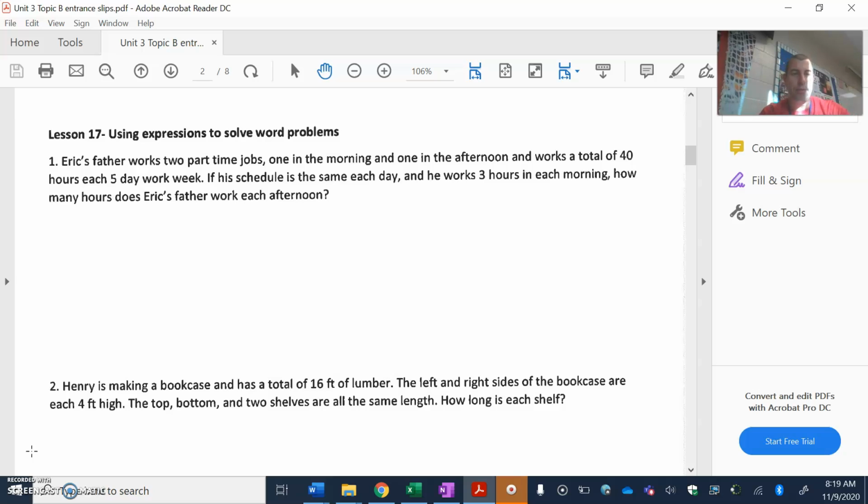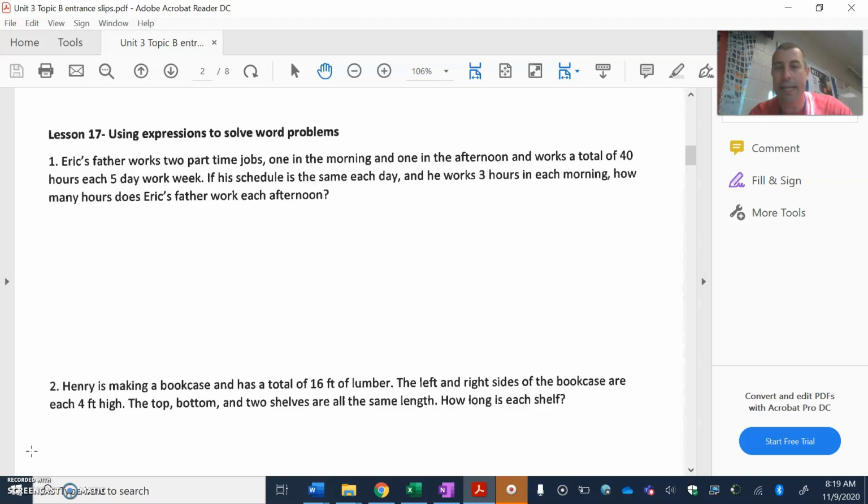Lesson 17 entrance slips here. We got Eric's father here. He works 2 part-time jobs, one in the morning and one in the afternoon, and works a total of 40 hours each 5-day work week. If his schedule is the same each day, he works 3 hours each morning. How many hours does Eric's father work each afternoon?